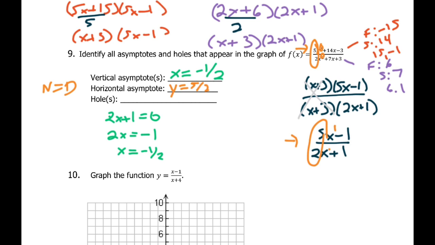And then for your hole, to figure out where that is, use the parenthesis that you canceled. So this x plus 3 that we canceled, x plus 3 equals 0, we'll have a hole at x equals negative 3. Now there is another problem, still review 1, because I didn't put another example of the type that comes after this, but you'll need to know all of these numerator-denominator rules and be able to write equations for them.